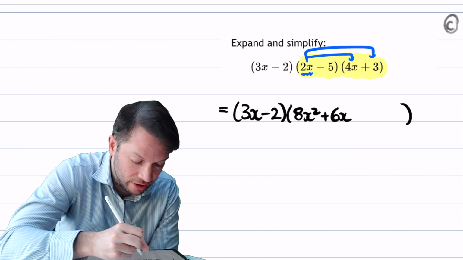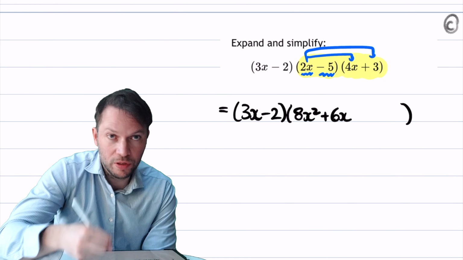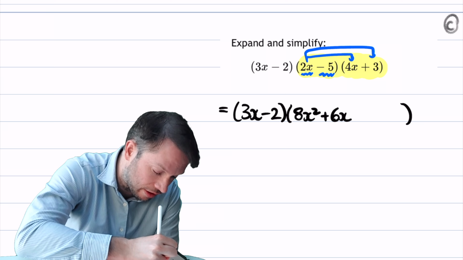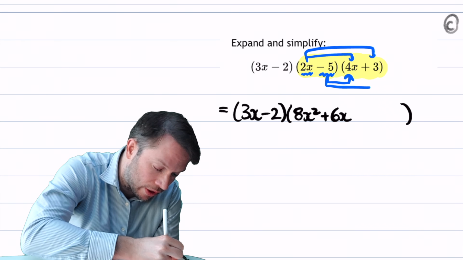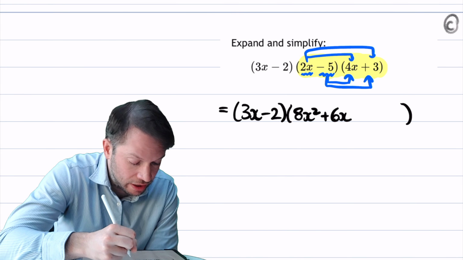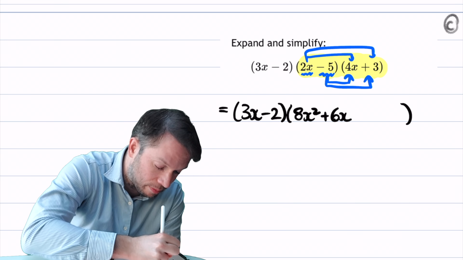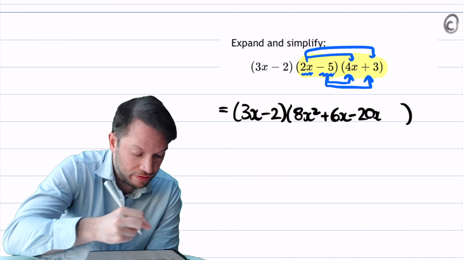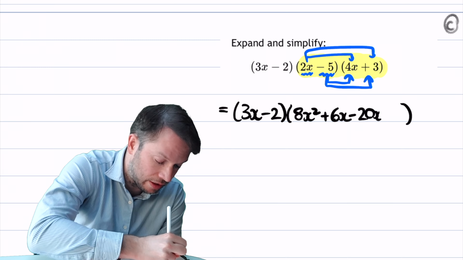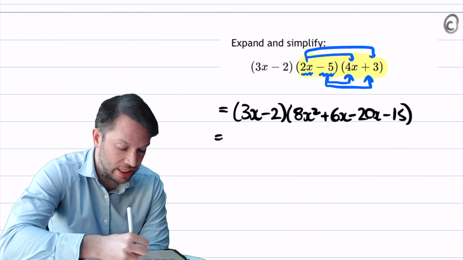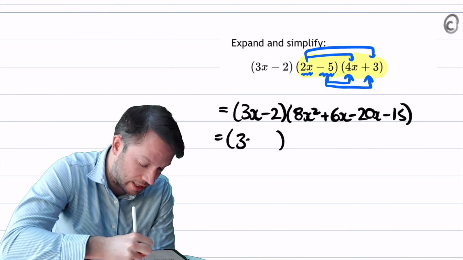And now I'm going to do this minus 5 multiplied by each term in the second bracket. So the minus 5 times 4x and minus 5 times plus 3. Minus 5 times 4x is minus 20x, and minus 5 times plus 3 is minus 15. Now I'm just going to tidy up that second bracket by collecting like terms.